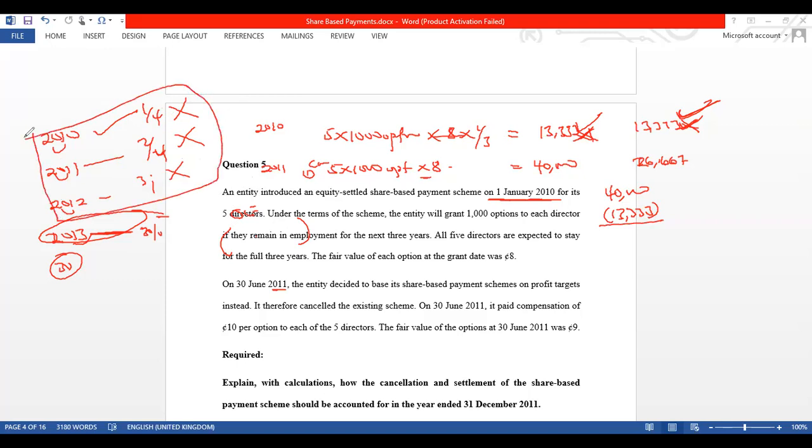So what about if it was cancelled at the end of the year? No, not 30th June. You can't cancel the thing on the vesting date because on the vesting date they are entitled to it. You can't cancel it at the vesting. Before that, you can cancel. You can only cancel during the vesting period or before the vesting date. Okay, sir. Is that okay? Yes, sir. Thanks for the question.